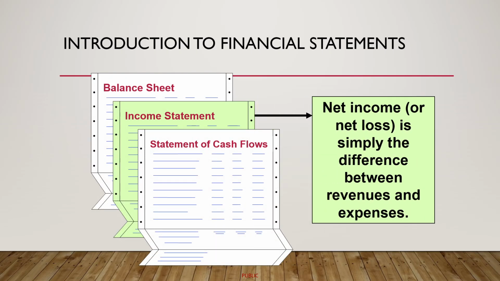So, in the income statement, the net income or the net loss is simply the difference between your revenues and your expenses. Expense means the things you are investing in your product or service, and revenue means all the money that you get in terms of your product.